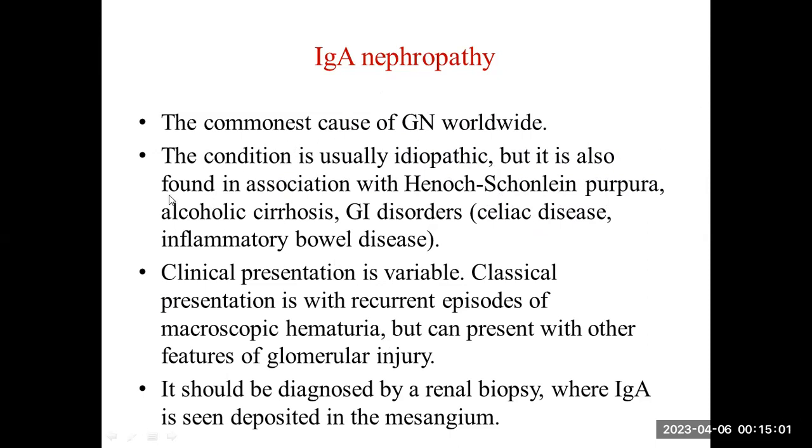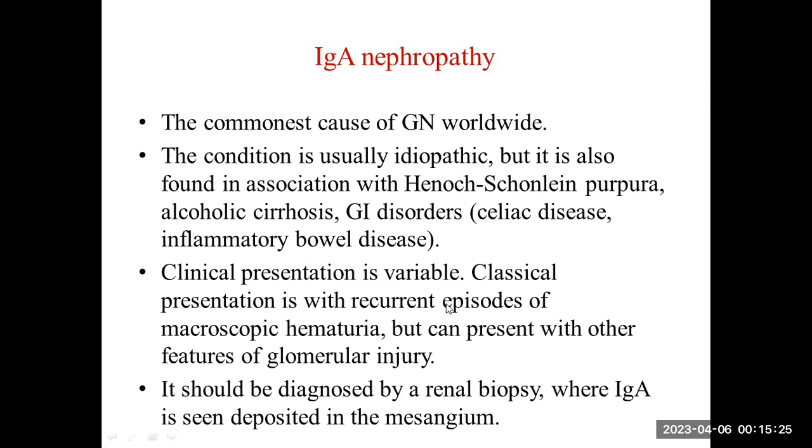Also, it's associated with alcoholic cirrhosis, associated with GIT disorders like celiac disease and inflammatory bowel disease. Also, it has been linked with skin disorders like psoriasis, dermatitis herpetiformis, and also it's linked with spondyloarthropathies. These are associations with IgA nephropathy, but it's always and usually an idiopathic condition.